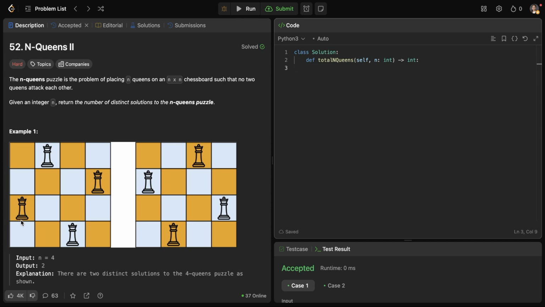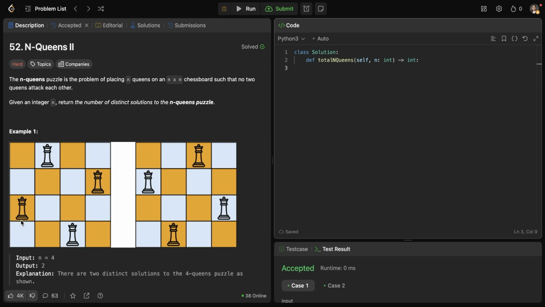Now, how will I solve it? I'll basically have hash sets. I'll have a hash set to track the columns I have visited before. I don't need a hash set to track rows because I will be backtracking row wise. So if I have visited row 0, I'm not going to put another queen in the same row. I'm going to move to the next row. Hence, I don't need a set for rows.